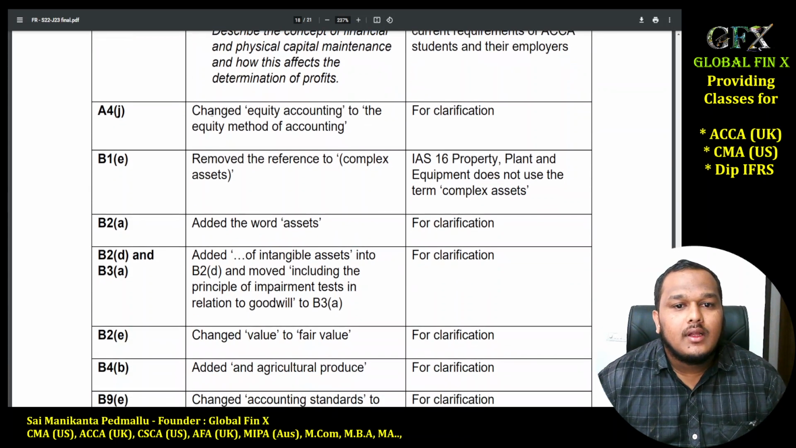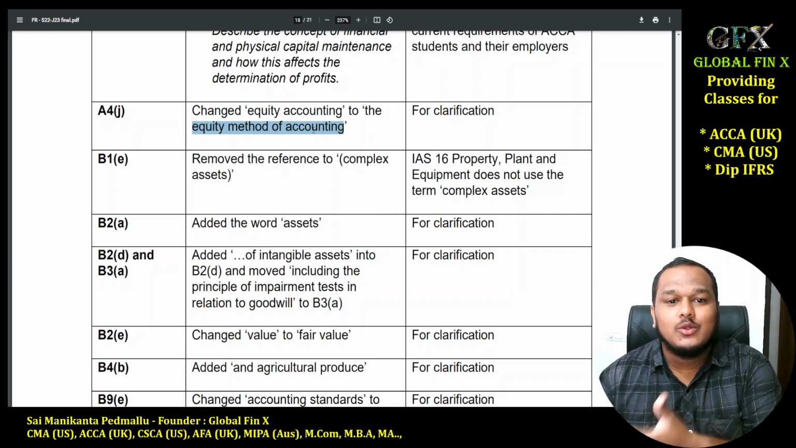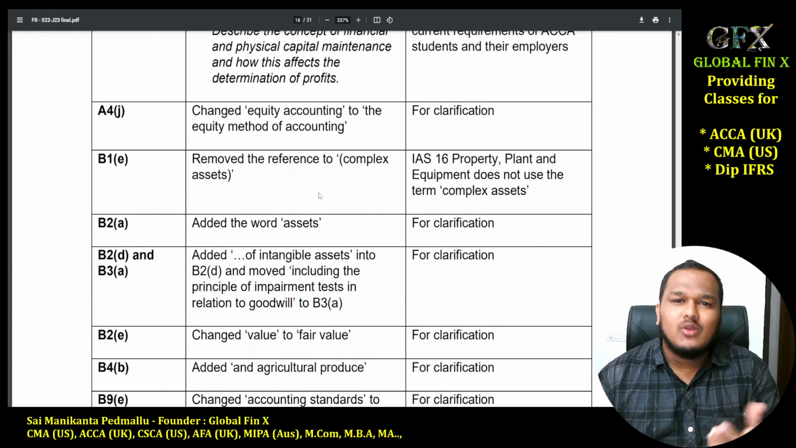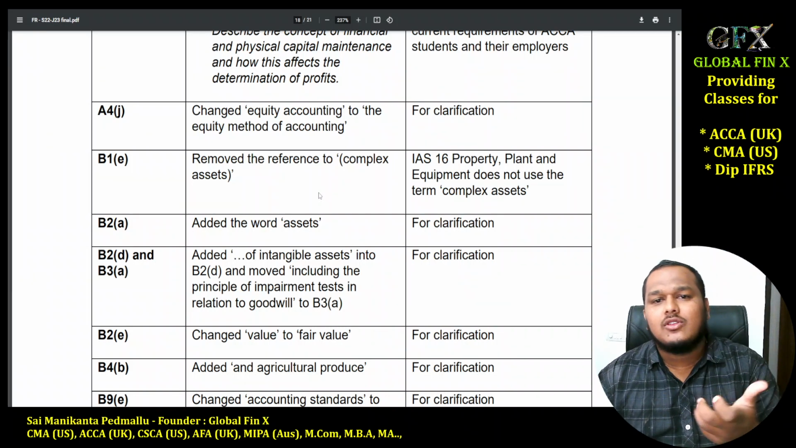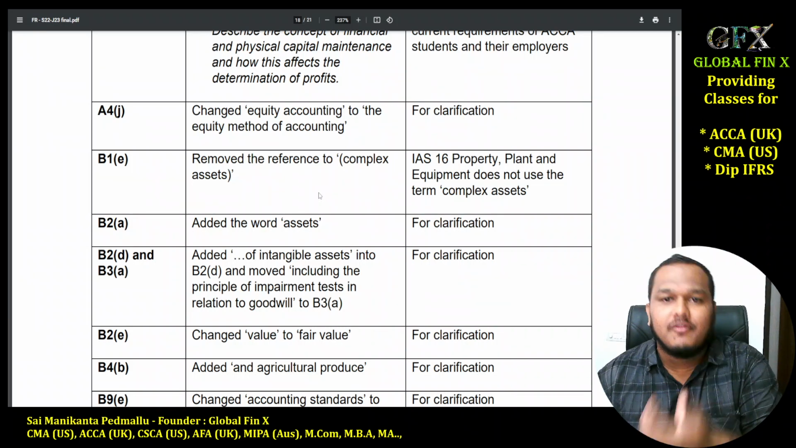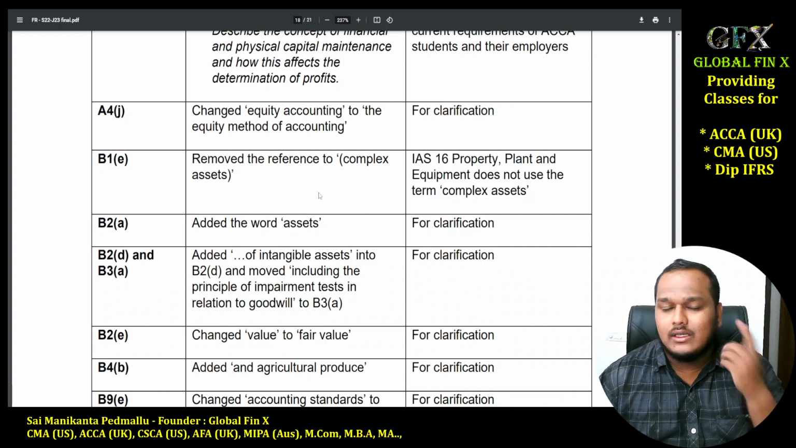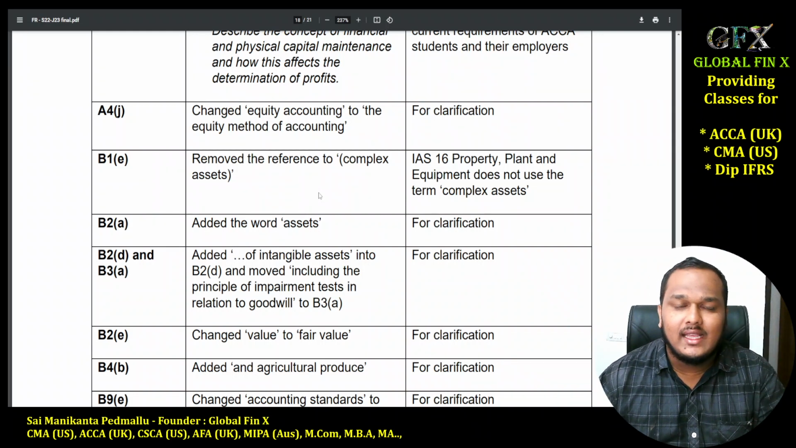Then equity accounting has been renamed to the equity method of accounting. So they just added the word method to the terminology. This is again just for clarification of the students. Equity accounting is a little disturbing, so they replaced it with equity method of accounting. That's it, it is covered in your IAS 28.